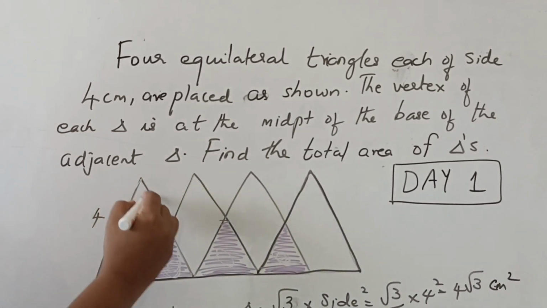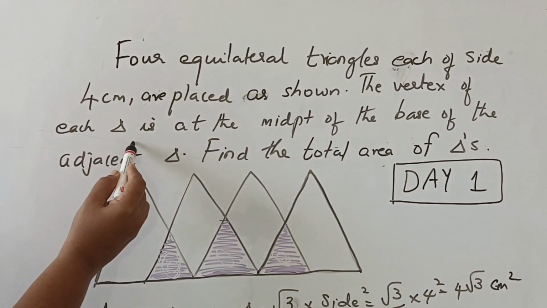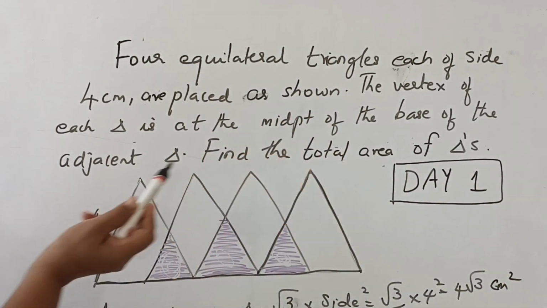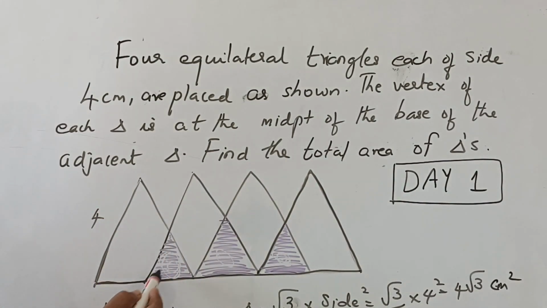This side is 4, this entire side is 4 and this side is also 4. But it is also given that the vertex of each triangle is at the midpoint of the base of the adjacent triangle. Means the vertex of this particular second triangle is at the midpoint of the base of the first triangle. This vertex is at the midpoint of the base of the third triangle. So, if this entire base is 4, I can say this is 2 and this is 2. Same happens here.